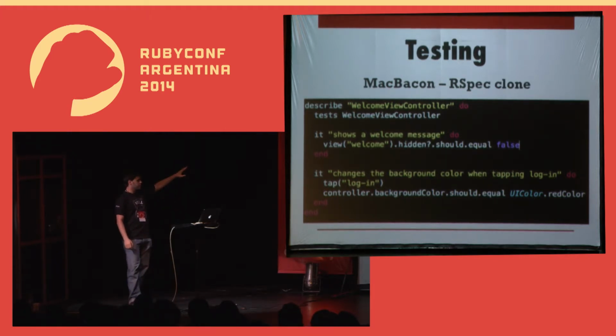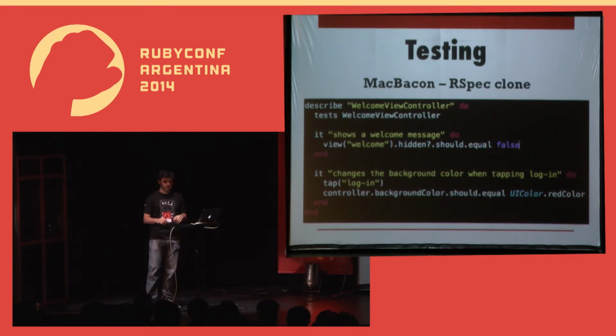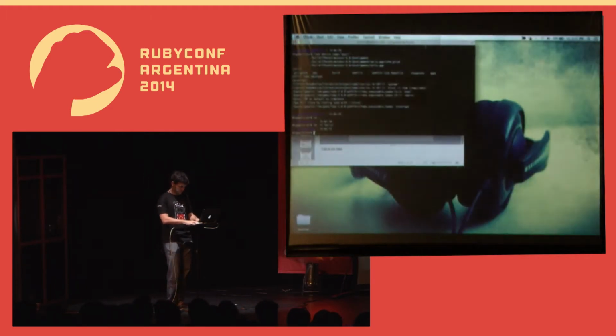In this case, we see we tap a login button and it changes color as expected. Everything in the Ruby world, right? I'm going to show you some code, how this would truly work.